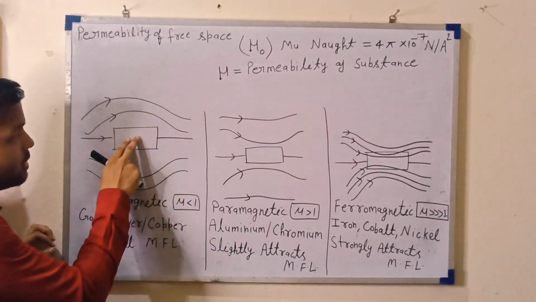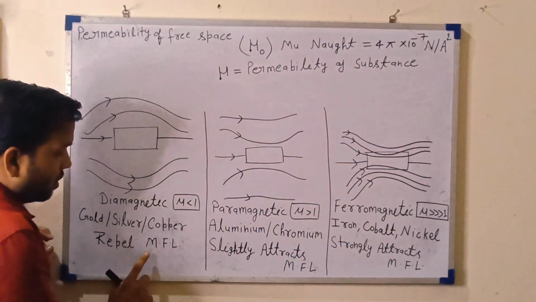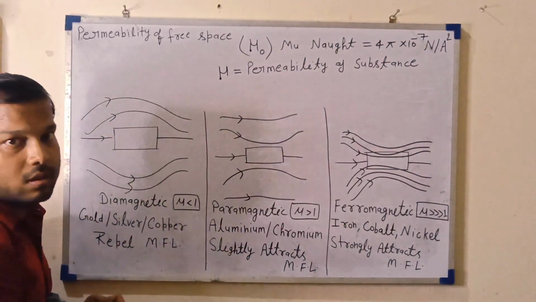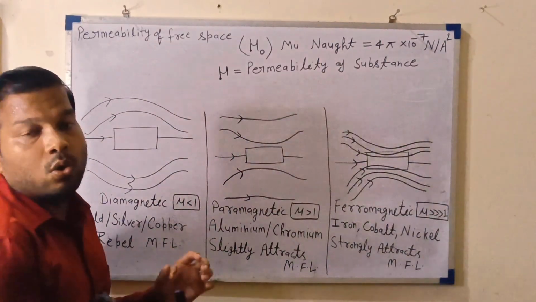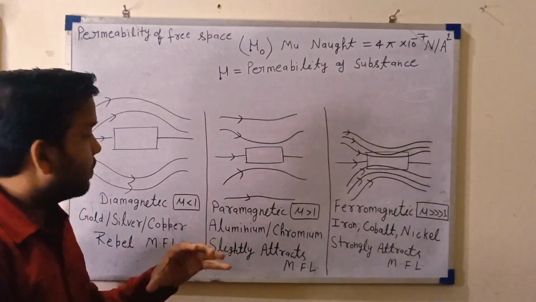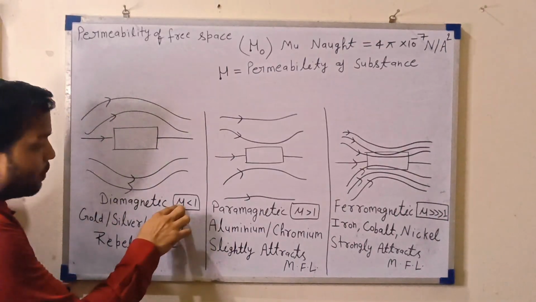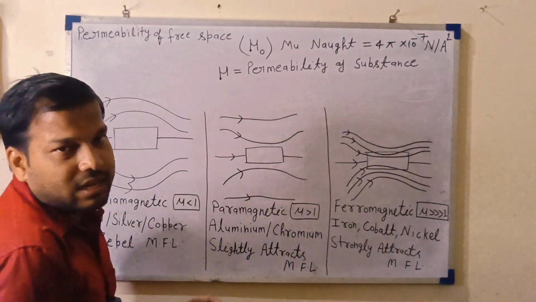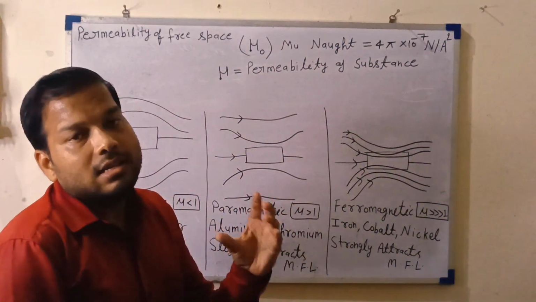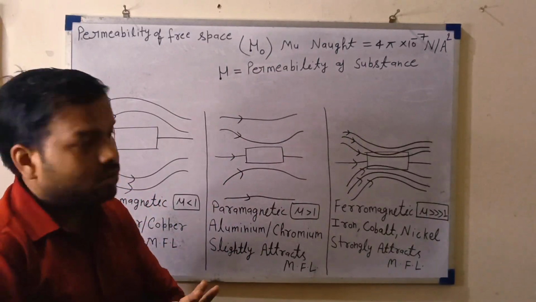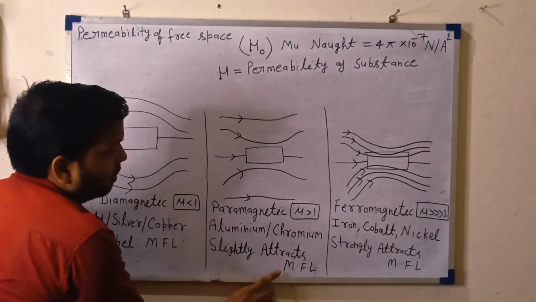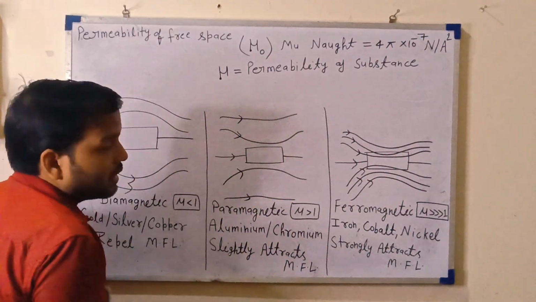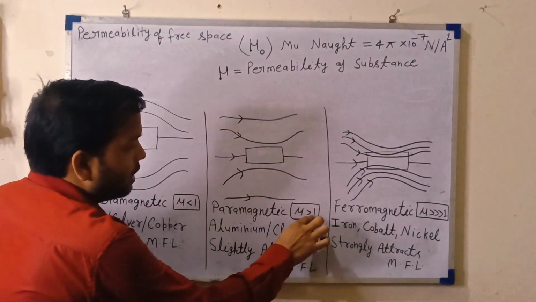diamagnetic substances repel the magnetic field lines. Examples: gold, silver, copper. This kind of substance is not attracted towards a magnet, and that's why the value of permeability is less than 1. Paramagnetic substances are slightly attracted towards the magnet, so they slightly attract magnetic field lines, and that's why the value of mu is greater than 1.